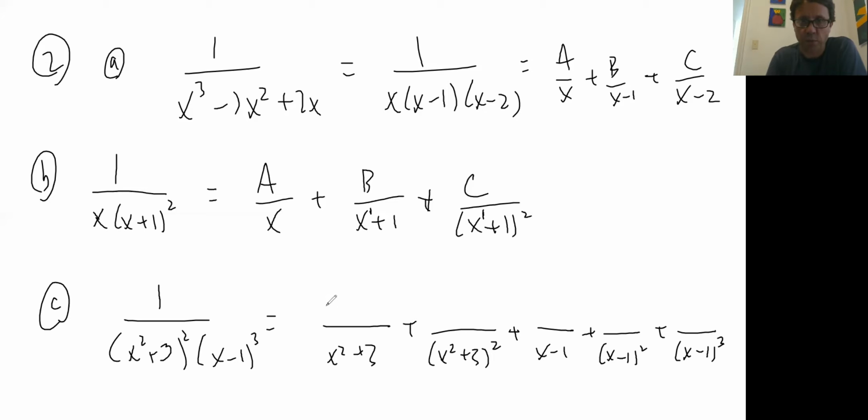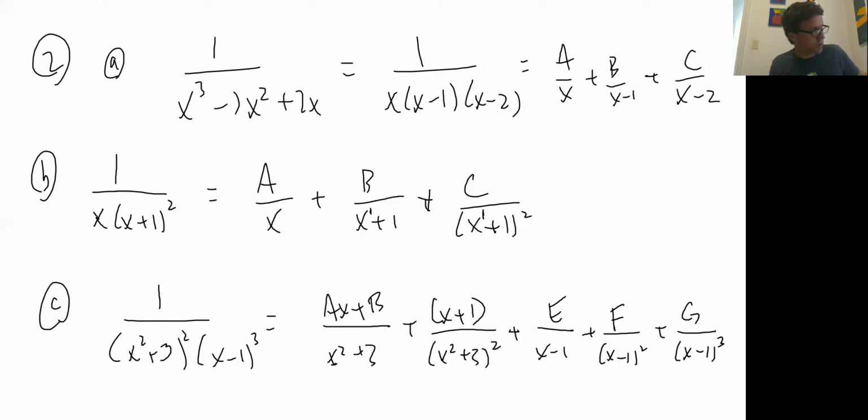If the thing cannot be resolved further, irreducible. This is ax plus b because that's a square. This is cx plus b. This one's e. The next one, the base is x minus 1. So that's just one power. So you get a number. And the same thing with the last one.